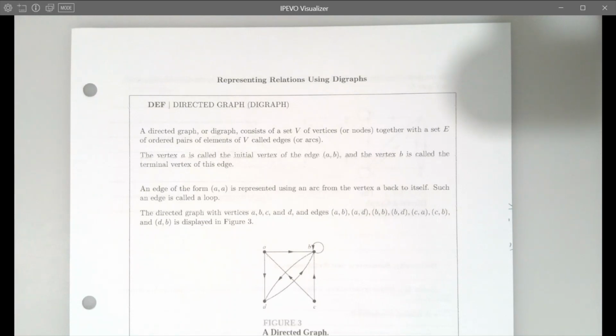Alright, welcome back to CECS 228. Today we're going to finish the Relations Part 2 set of lecture notes. We left off with representing relations using digraphs.